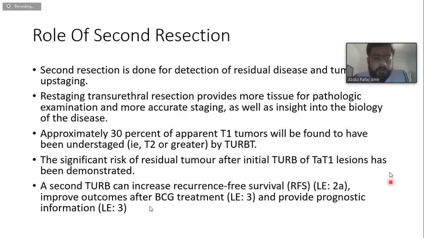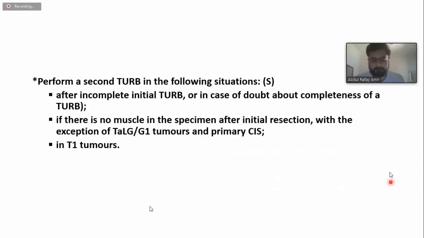Now on the role of second resection or restaging. Second resection is done for detection of residual disease and tumor upstaging. Restaging provides more tissue for pathological examination, more accurate staging, as well as insight into the biology of the disease. Approximately 30% of T1 tumors were found to be understaged. A significant risk of residual tumor after initial TURBT of T1 lesions has been demonstrated. So a second TURBT increases recurrence-free survival and progression-free survival, with improved outcomes after BCG treatment.